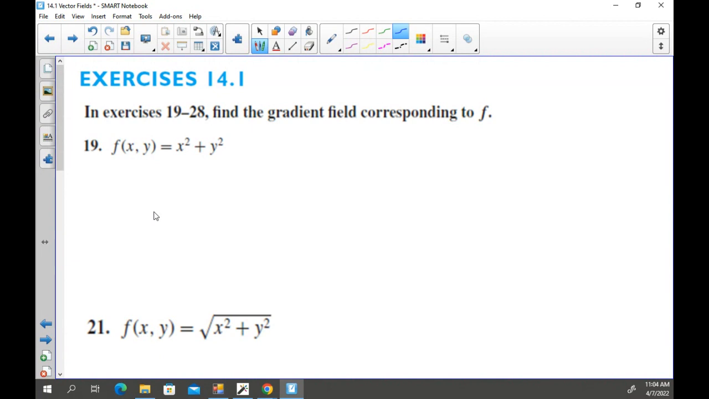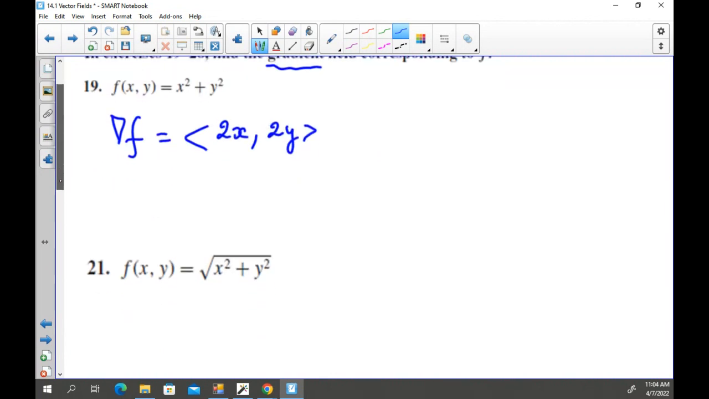Okay, here find the gradient of these functions. So the gradient of f will be 2x, 2y. That's it. 2x, 2y, the gradient, no problem.